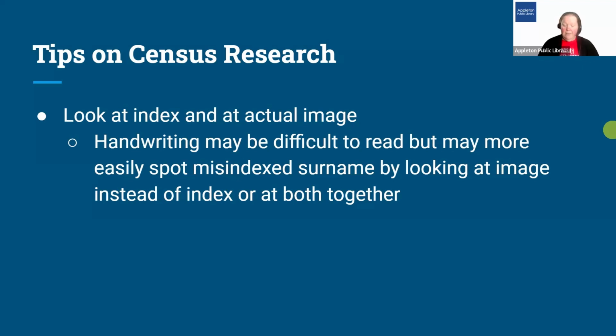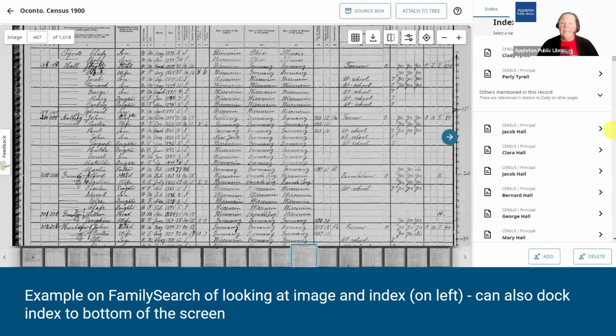And I'll show you what I mean right here. So here's an example of what it looks like on FamilySearch. You can see right here, I've got the image pulled up of a 1900 census, so I can see how the names are spelled. And then over here on the right-hand side, this is the index that somebody has typed, saying, okay, we think this is what it says for that person's name. So you can compare both of them at the same time to see if one of them is really your ancestor and it just might be a little bit misspelled.